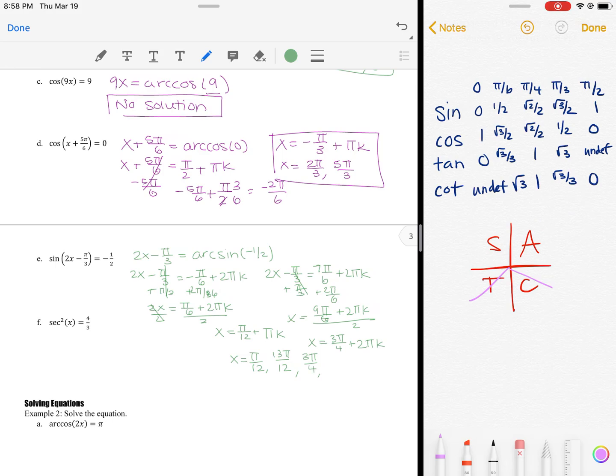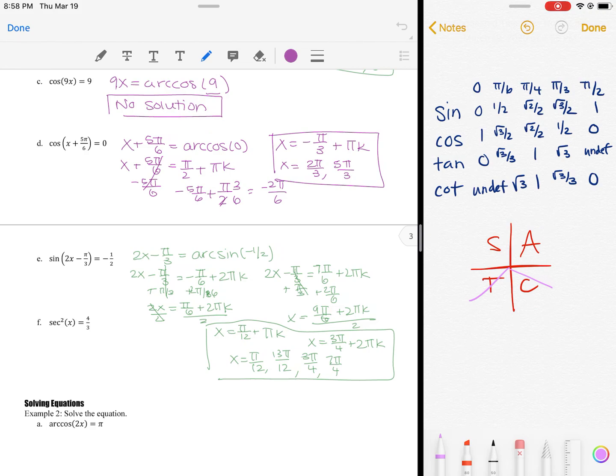So let's go over here. We're at 3 pi fourths. If I add another pi to that, think about adding 4 to the top, we're at 7 pi fourths. So we've got our exact solutions, and we've got the solutions on that interval of 0 to 2 pi. Okay, let's look at the next one.